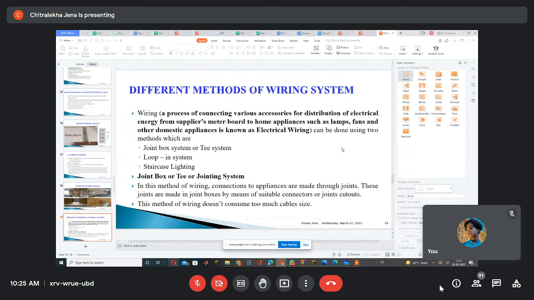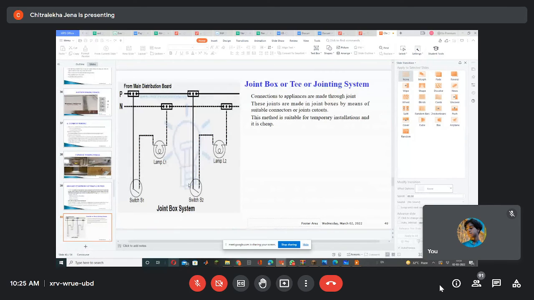One is the joint box system or T system, another one is the loop-in system, another one is the staircase lighting system. The joint box or T system I'm showing you. Here you see, this is the main distribution board. From here you have connected a lamp. When you switch this on, the lamp will glow. And if you switch on switch 2, lamp 2 will glow. This is the joint box or T system.